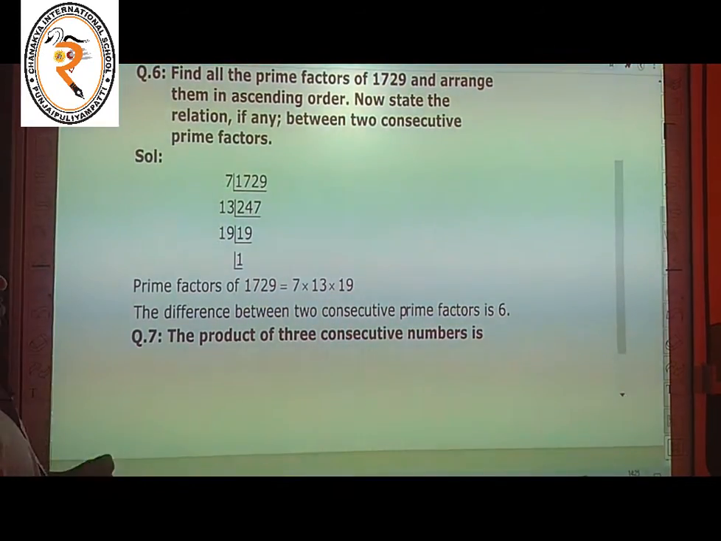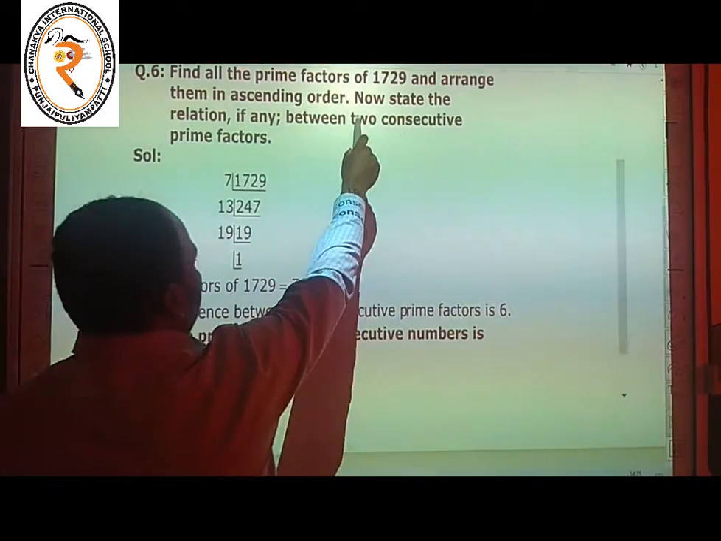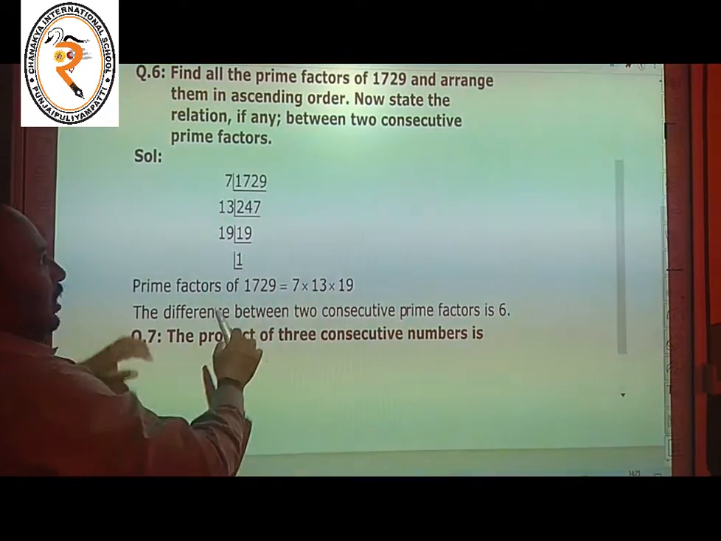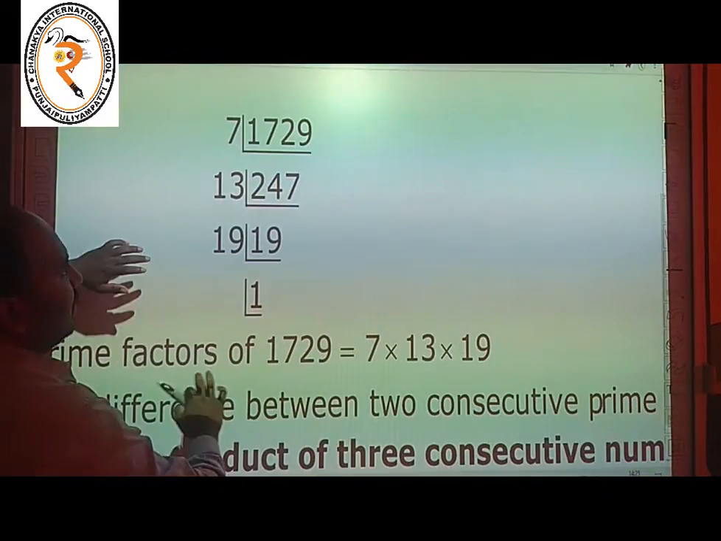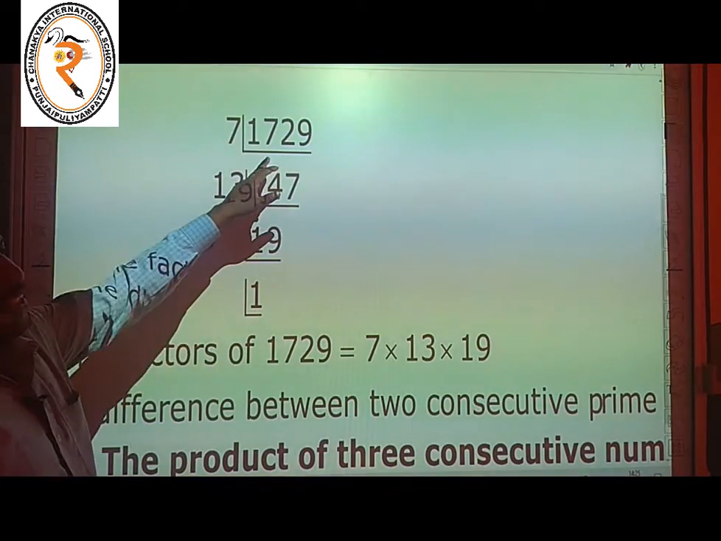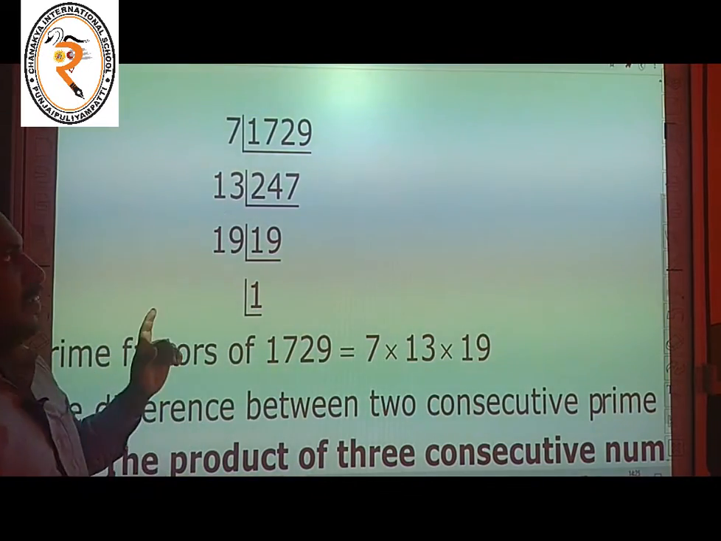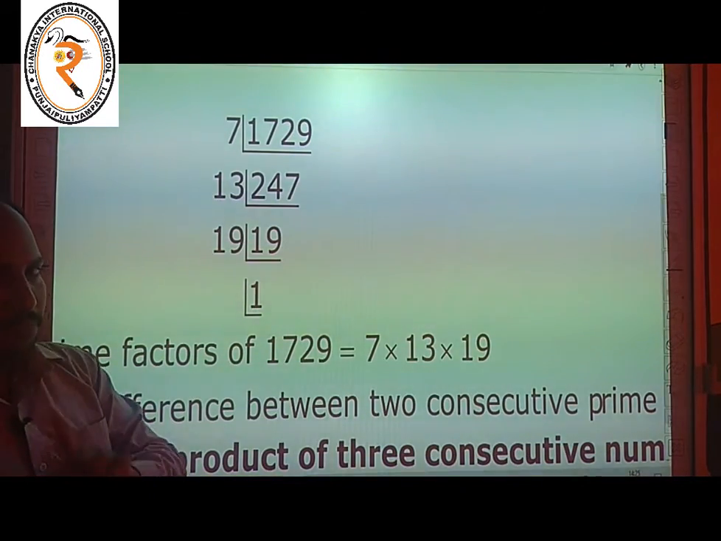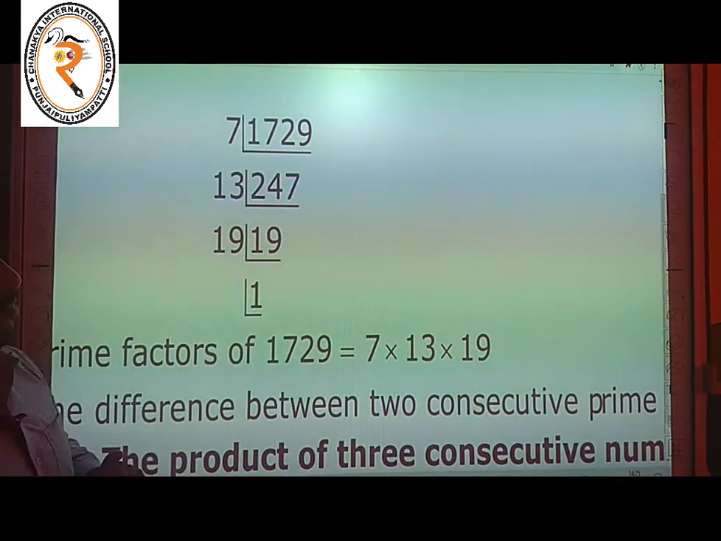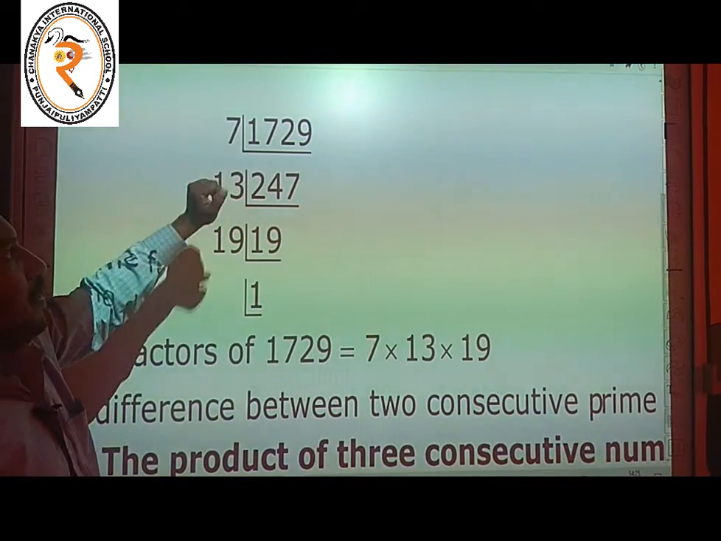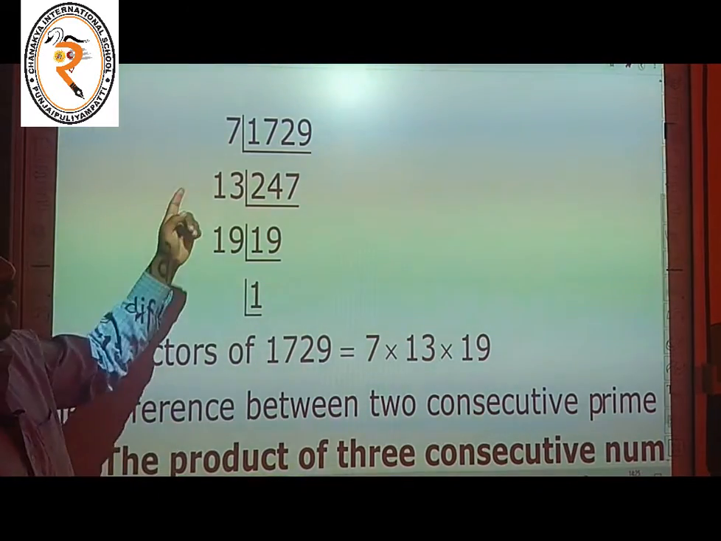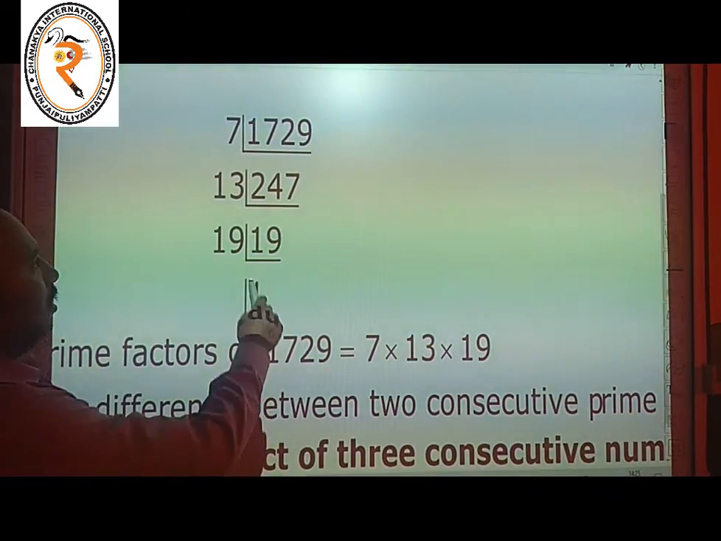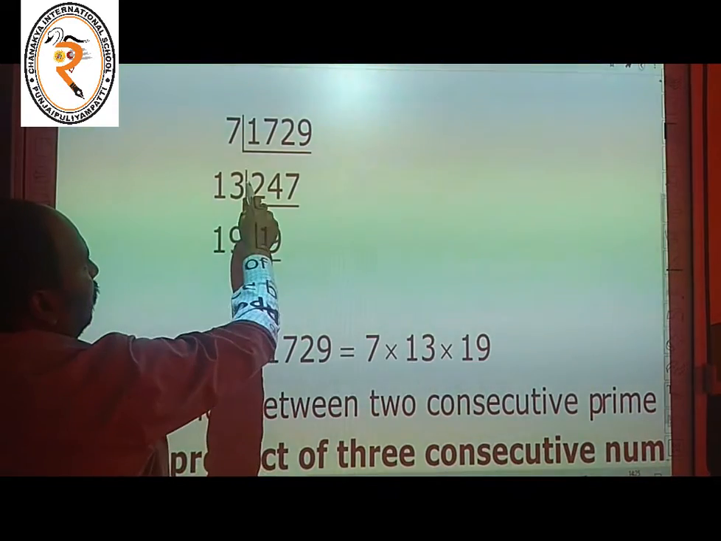First, we take the prime factors. The given number is 1729. It is divided by only prime numbers. The first prime number is 2. 1729 is not divisible by 2. So we take the number 7.